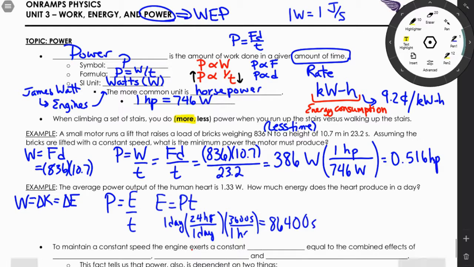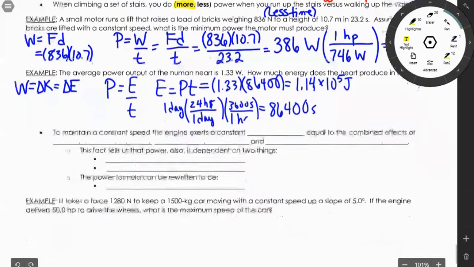And so then I just simply plug in my numbers. I got 1.33 watts times 86,400, and it tells me that the human heart generates 1.14 times 10 to the 5th joules of energy in a day. So that's just your heart. You can imagine if you exercise a lot, you need more. That's why calorie intake is important for people, and why some people eat more than others.